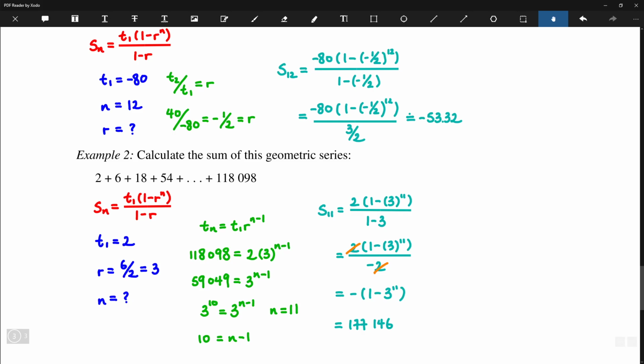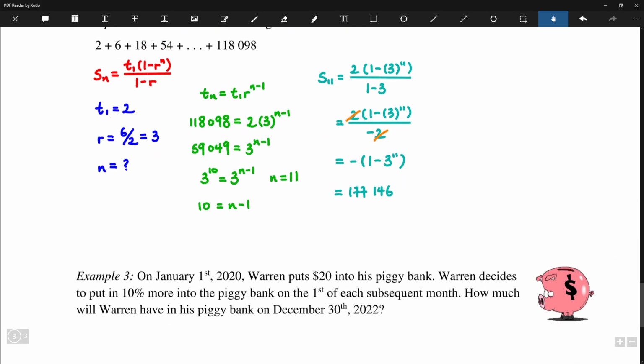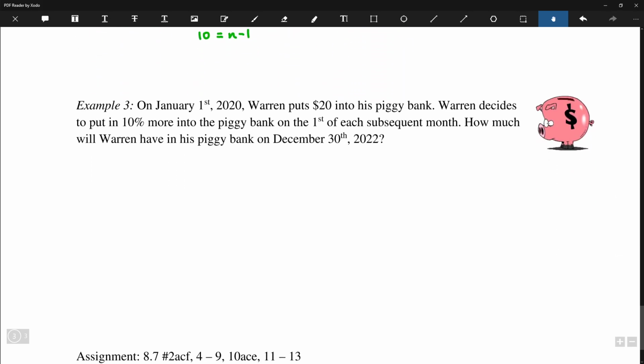Okay, so one more example for today. Example number 3. On the first day of the year, 2020, Warren puts $20 into his piggy bank. Warren decides to put in 10% more into the piggy bank on the first of each subsequent month. How much will Warren have in his piggy bank on December 30th, 2022?